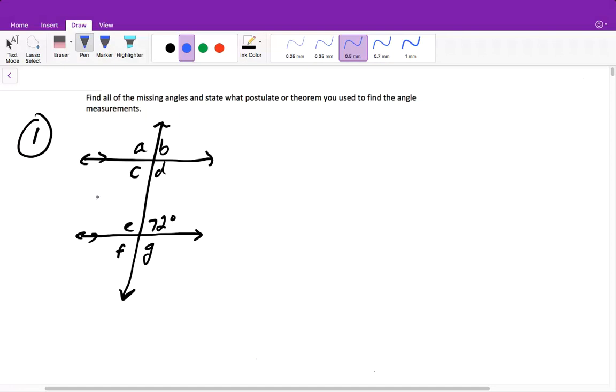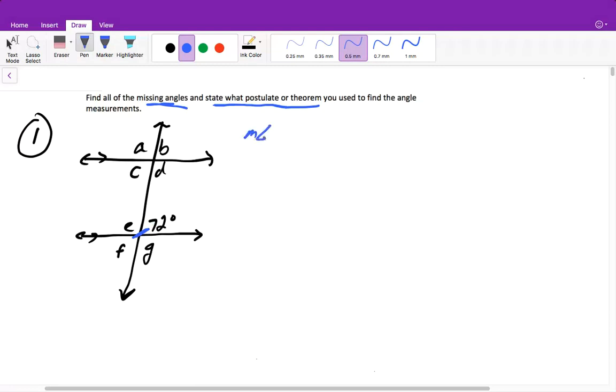All right, so for this question, you're not only asked to find all the missing angles, but you're also asked to state what postulate or theorem you use to find the angle measurements. So I went through this in class, but make sure you're writing it how I'm writing it here. You can start off any way you want, and just because I do something one way here does not mean that's the only answer. The first one I'm going to go ahead and solve for is this angle F.